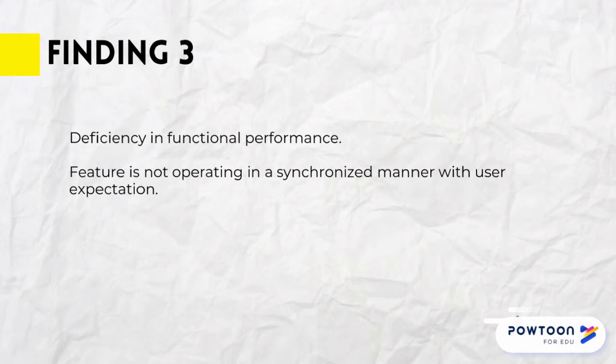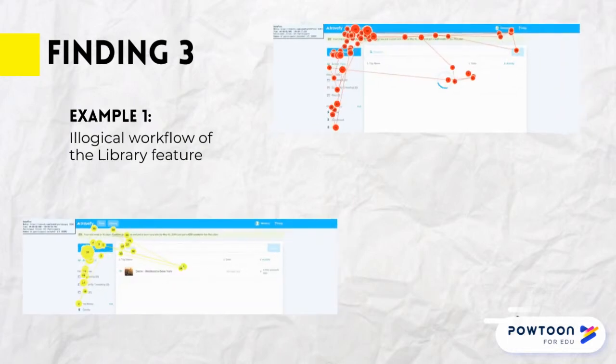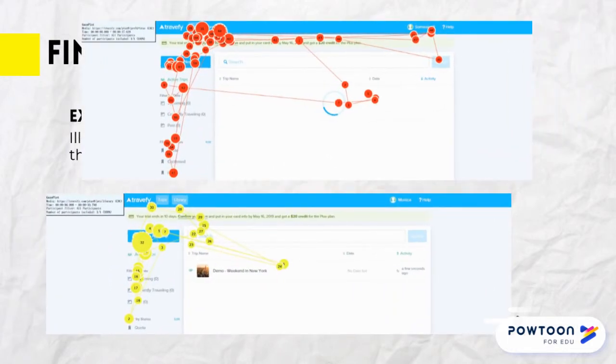With the testing of Travefy, there are various problems caused by the lackluster performance of the feature itself. This means that the feature is not operating in a manner synchronized with user expectation. In Task 2, as soon as participants were greeted with the internal dashboard screen, the area as well as the order of their gaze follow the similar pattern shown by the plots below.